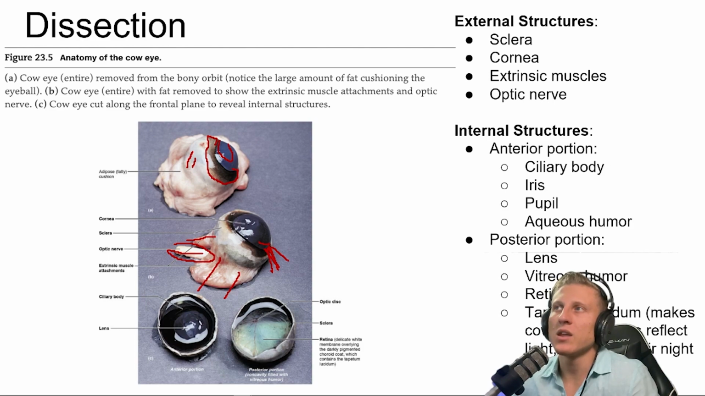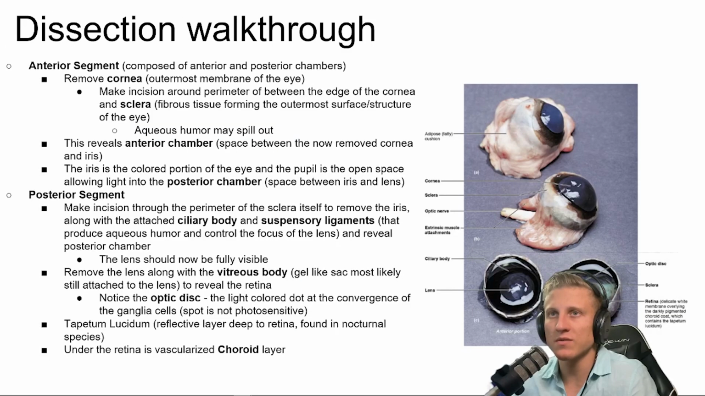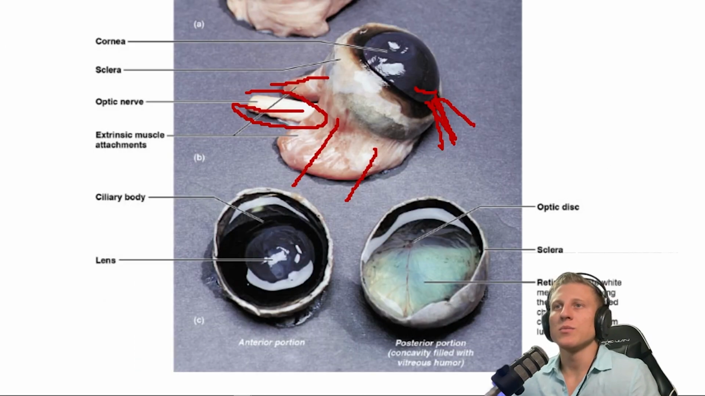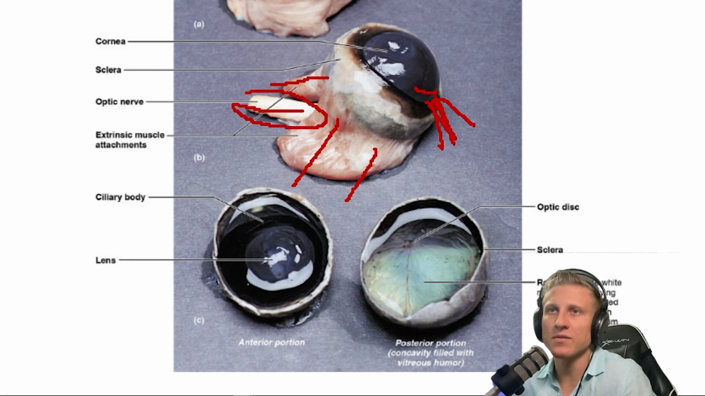And then in the posterior portion of the eye, we have these structures, which actually will make more sense if I zoom in right here. Okay, so you can see the lens floating on the island of the vitreous humor, okay, on the left-hand portion of the eye.